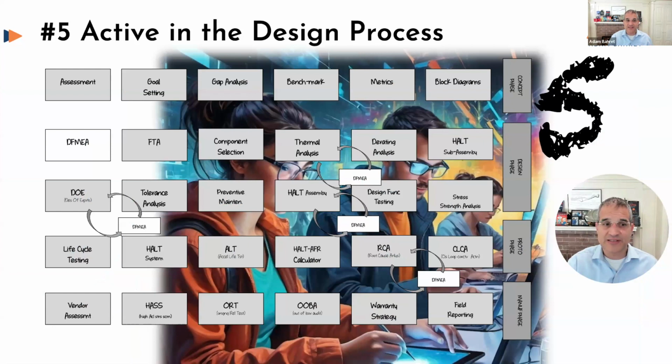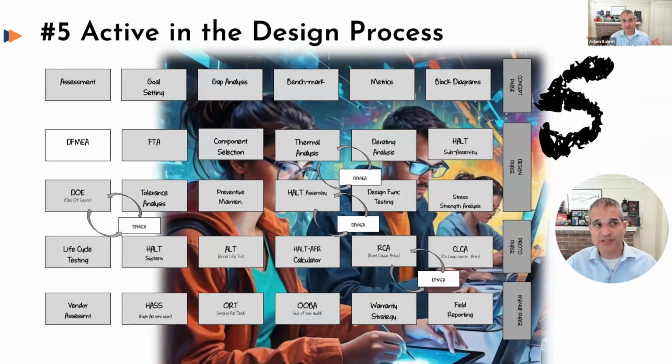And the fifth is active in the design process. We should see the DFMEA driving the use of other tools. Remember that risk guidance, it's about using the right tools at the right time. But also the DFMEA can be brought back out and reevaluated later in the program. It doesn't have to be used just once. It can be there for as long as we want in the program.